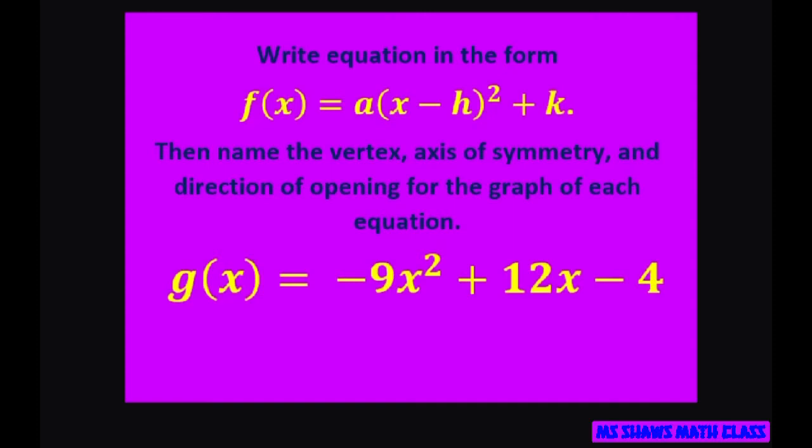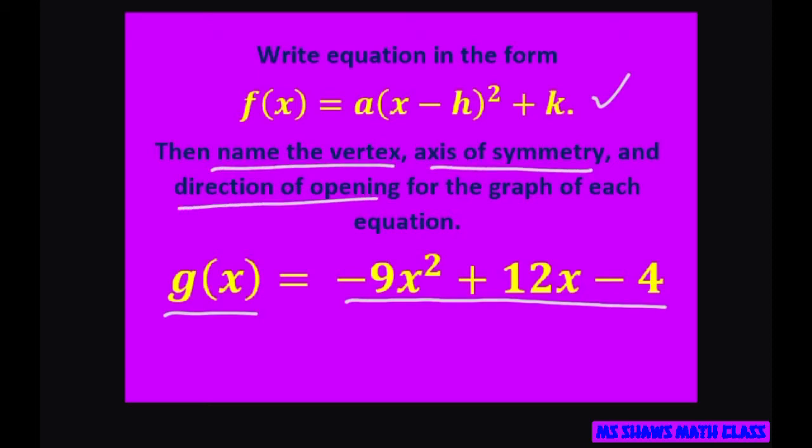Everybody, we're going to write our g of x equation here, negative 9x squared plus 12x minus 4, in vertex form. Then we're going to name the vertex, axis of symmetry, and direction of opening. I'm also going to sketch a rough draft just to look at our vertex, axis of symmetry, and direction of opening. All right, so let's get started.